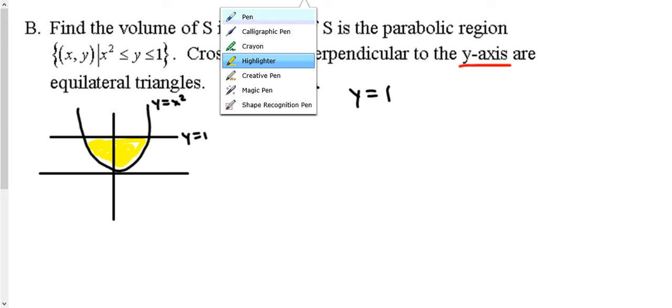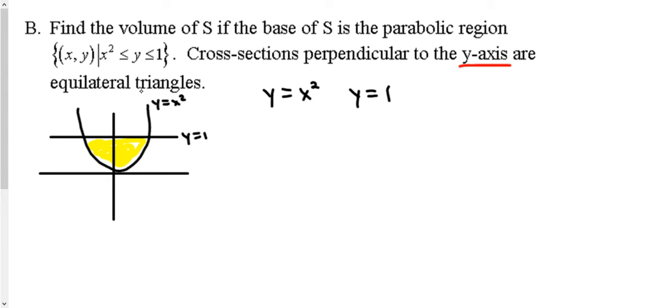Now, in that region, we have equilateral triangles that are perpendicular to the y-axis. So maybe I'll draw them in blue here. We have triangles that look like this, that are coming up off the page, whoops, doesn't go up there. They're only in the yellow region here. They come off the page to give this region volume. Okay. So we want to do everything in terms of y.